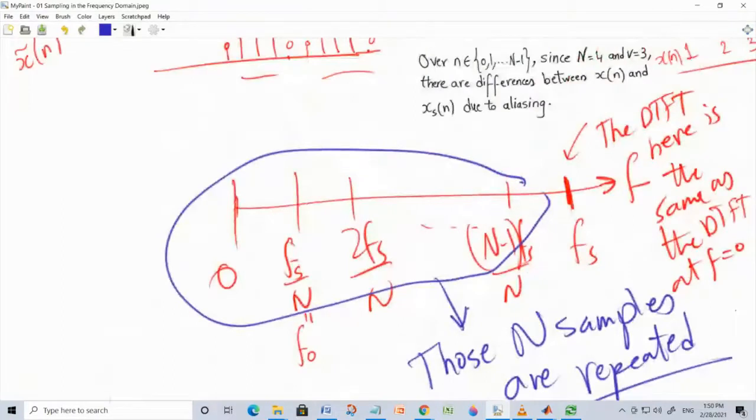If you fix v equals n, now when you sample the DTFT, and given that the DTFT repeats every fs, the number of values you need to compute are just n of them. Give me the value at 0, fs over n, 2 fs over n, up to n minus 1 fs over n, and those values will keep repeating again and again, because we are sampling a spectrum that is already periodic and repeats every fs.